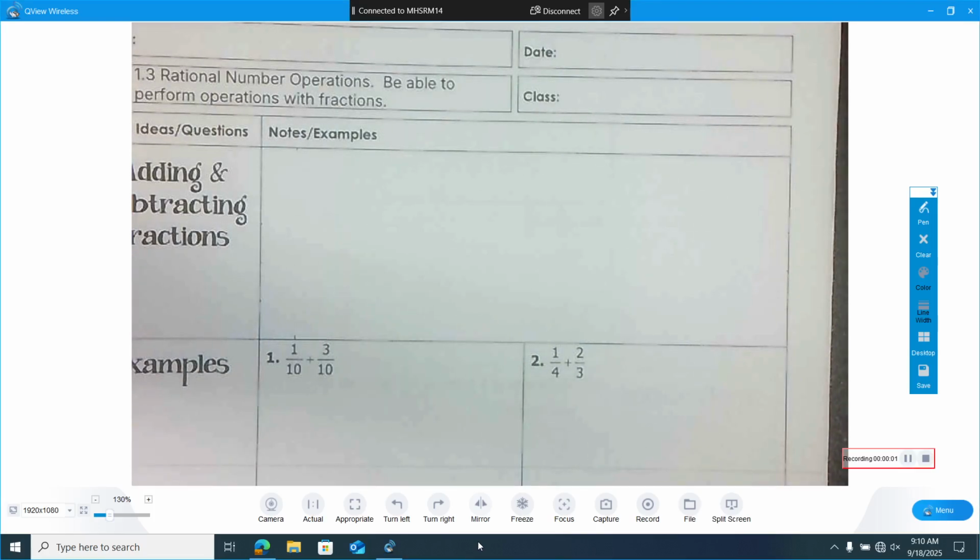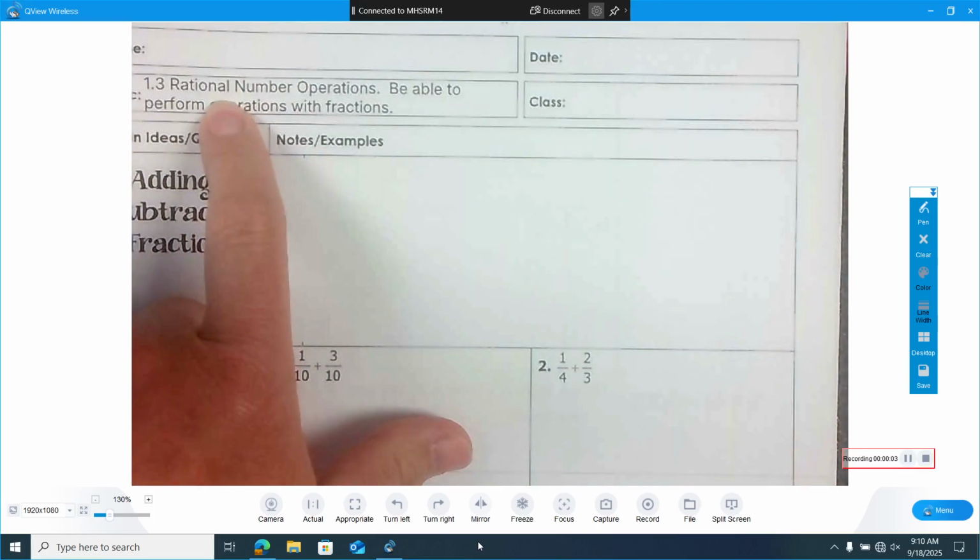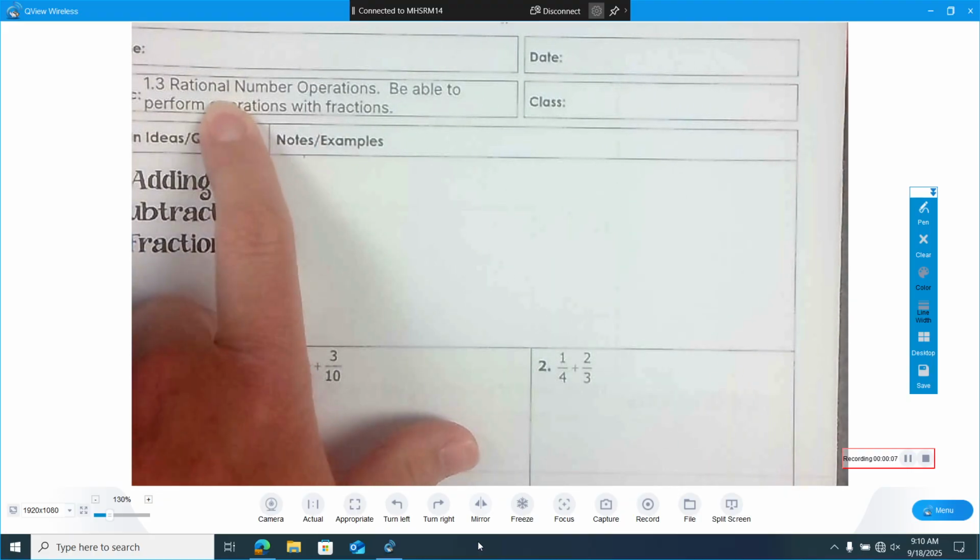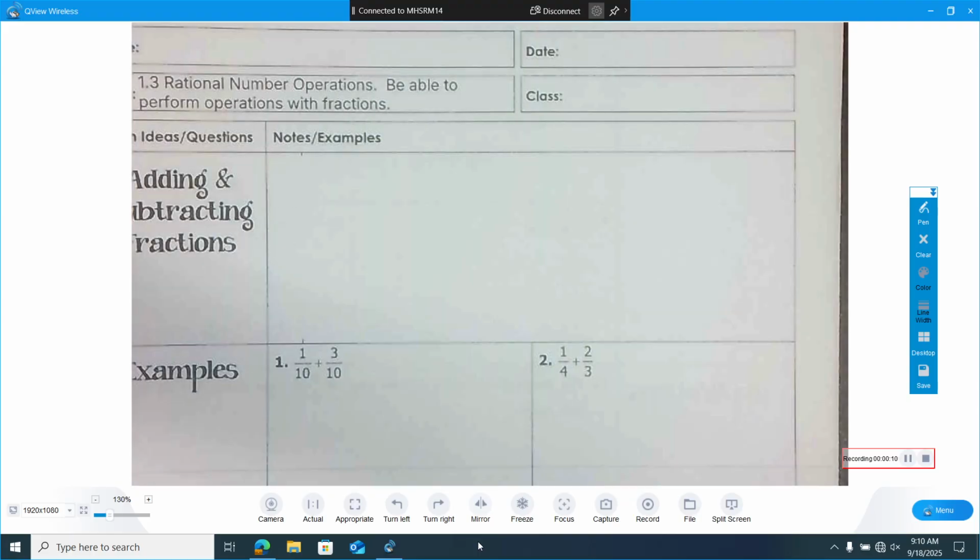Okay, we are looking at rational number operations again. We've already done some adding fractions, and we're going to do it again because I think you can never do it too much.